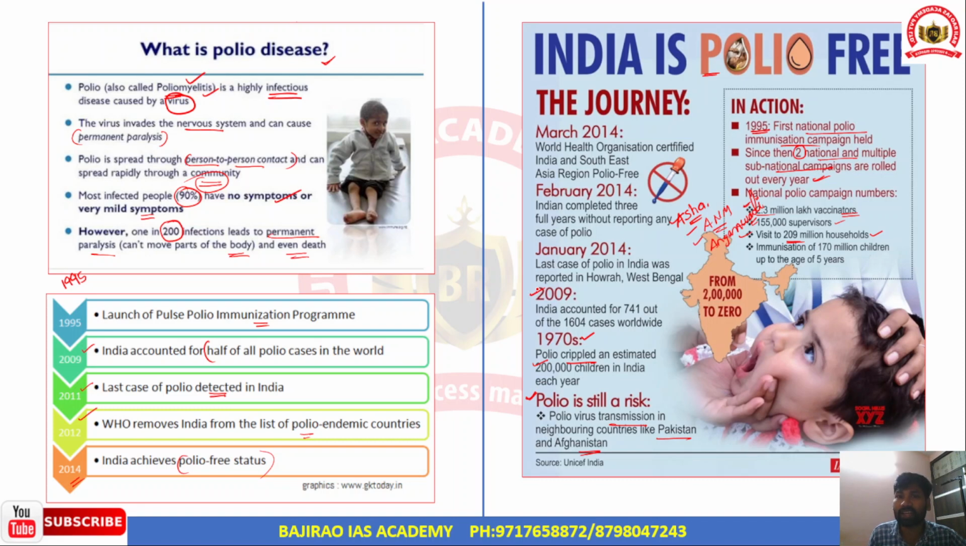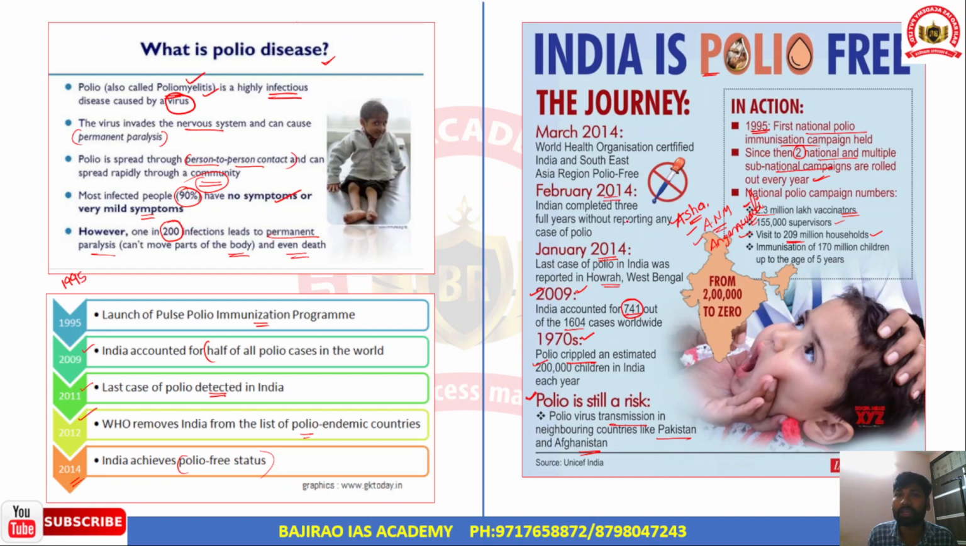In the year 2009, India accounted for around 741 out of 1604 cases worldwide. Okay, so you can see the quantum of the cases. More than half of the cases, right? So around half of the cases were from India alone, even in 2009. However, from 2009 to 2014, India made significant improvements in polio vaccination. In January 2014, the last case of polio in India was reported. That was in Howrah, West Bengal.